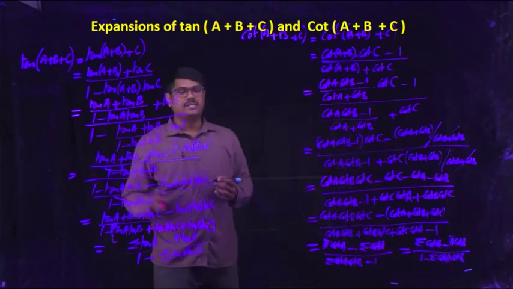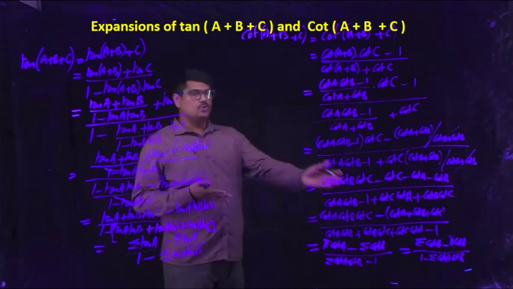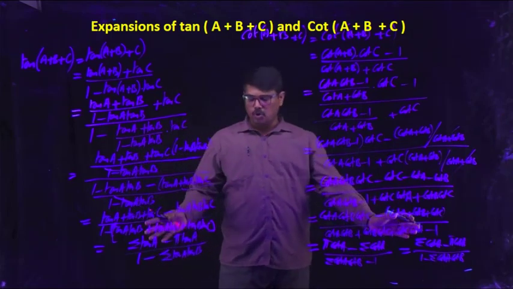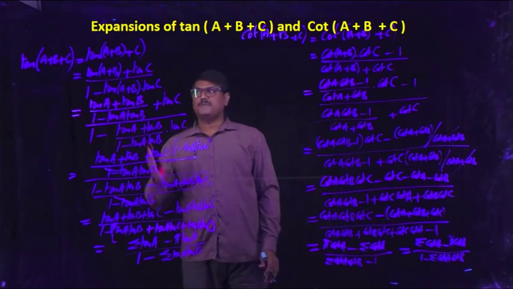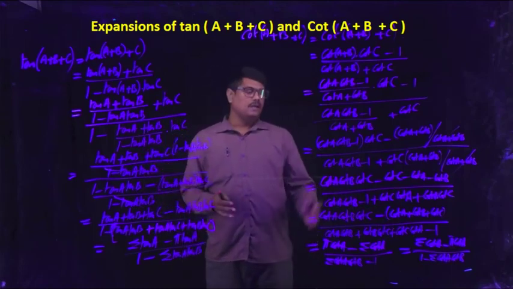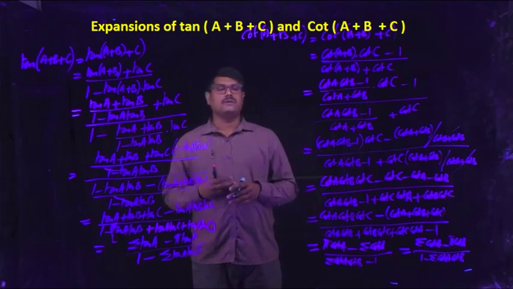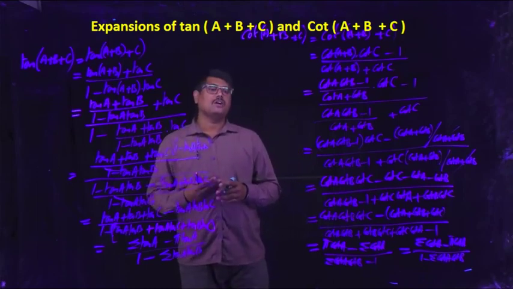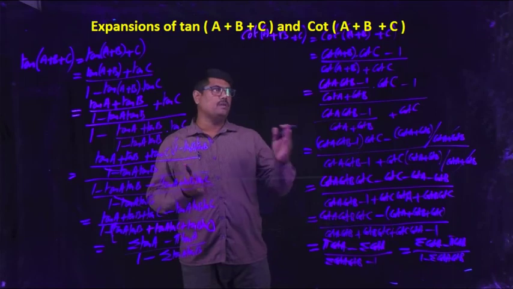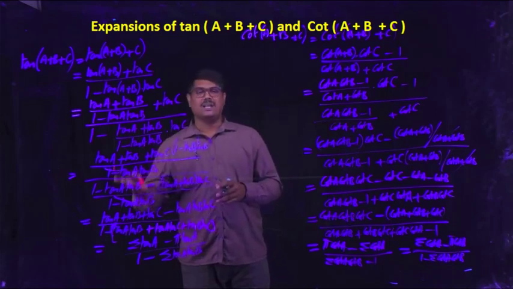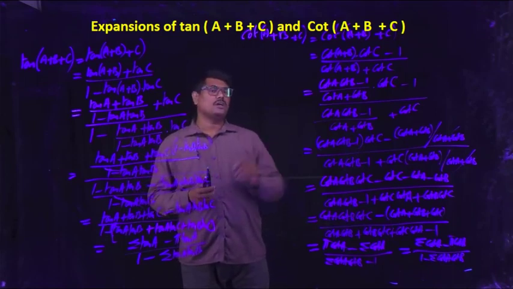As we mentioned in the tan formula, it is similar for cot also. Both seem to be the same. So the expansion of tan of A plus B plus C and the expansion of cot of A plus B plus C, by using the formulas of the general compound angles of A plus B, you can find and expand tan of A plus B plus C and cot of A plus B plus C.